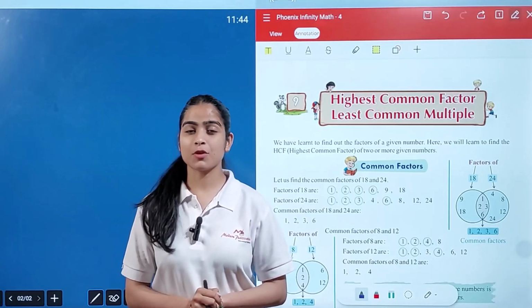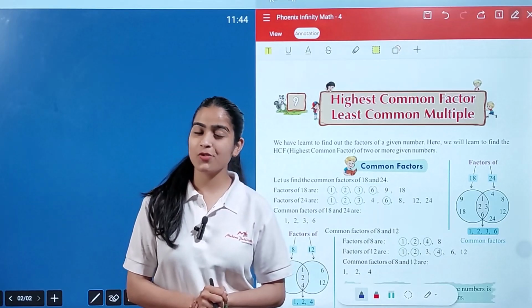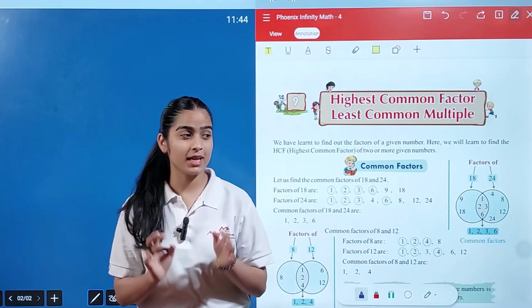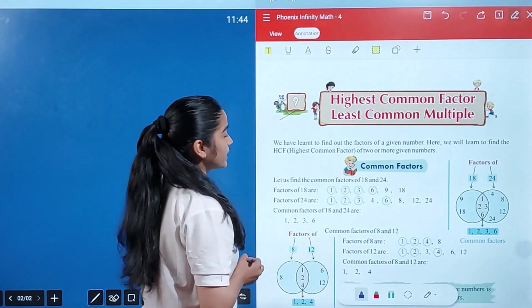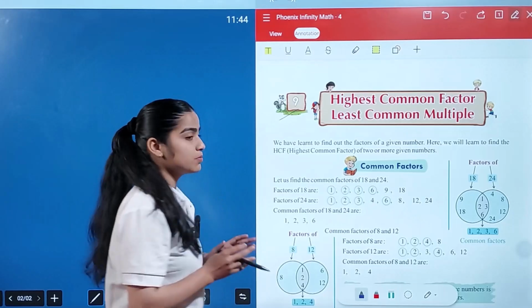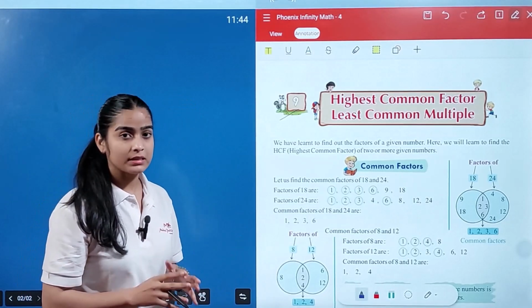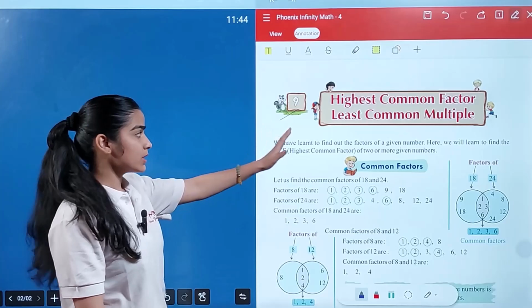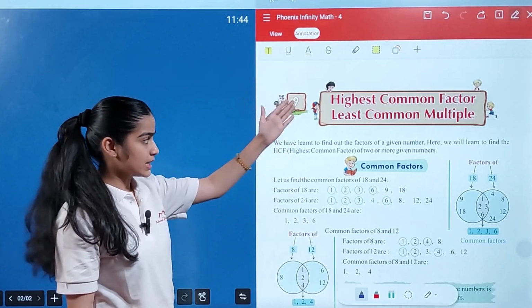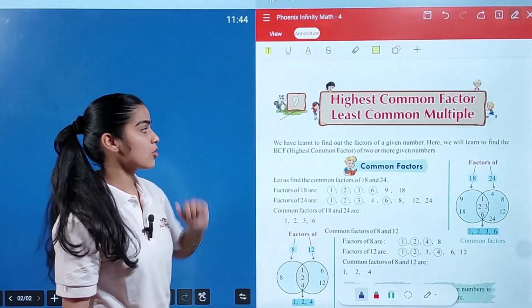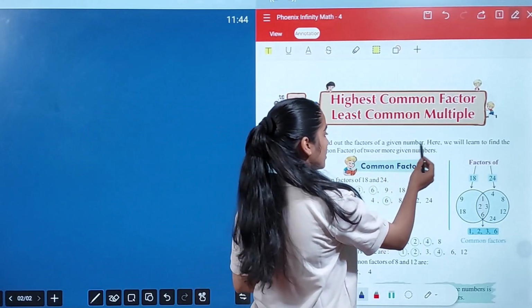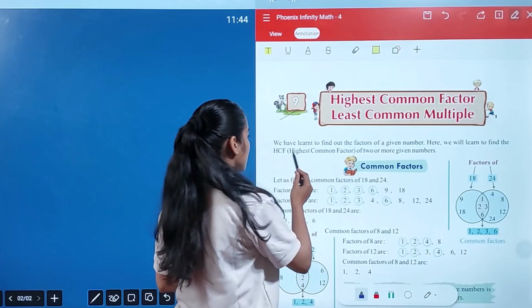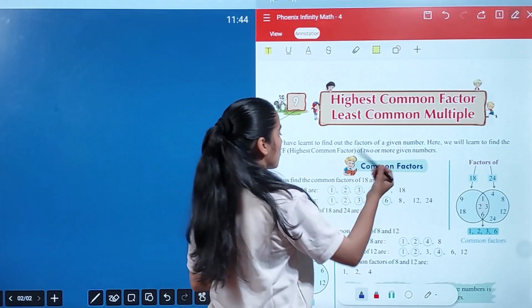So, students, I'm your mathematics educator again, here with a new chapter and a new concept. Today we have chapter number 9, which is highest common factor and least common multiple. In the previous chapter, we learned about factors and multiples, so now it is very easy for us to identify the highest common factor and least common multiple. We have learned to find the factors of a given number. Here we will learn to find the HCF, highest common factor, of two or more given numbers.